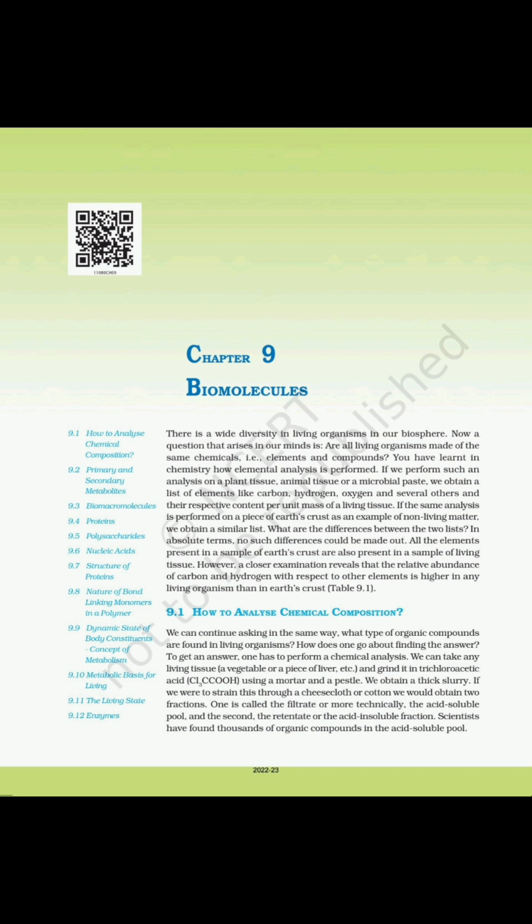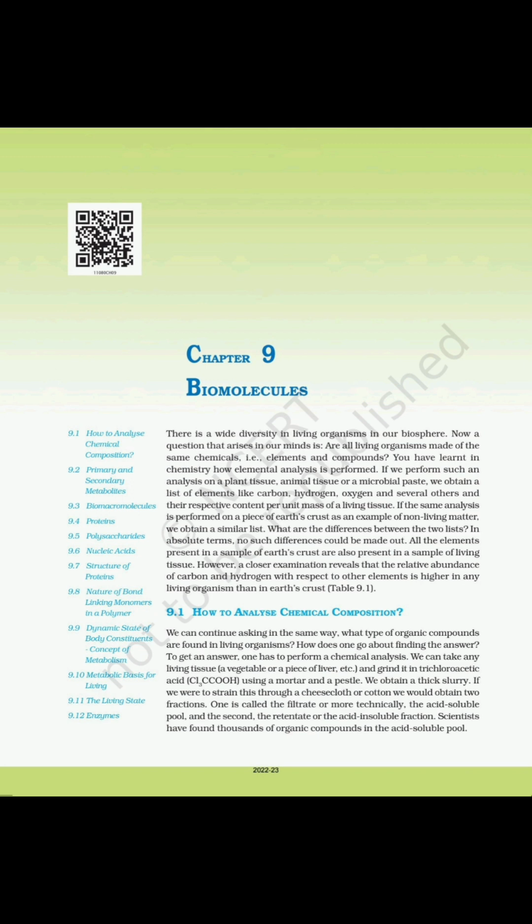We can continue asking in the same way, what type of organic compounds are found in living organisms? How does one go about finding the answer? To get an answer, one has to perform a chemical analysis. We can take any living tissue, a vegetable or a piece of liver, etc., and grind it in trichloroacetic acid, Cl3CCOOH, using a mortar and a pestle. We obtain a thick slurry. If we were to strain this through a cheesecloth or cotton, we would obtain two fractions. One is called the filtrate, or more technically, the acid-soluble pool, and the second, the retentate or the acid-insoluble fraction.